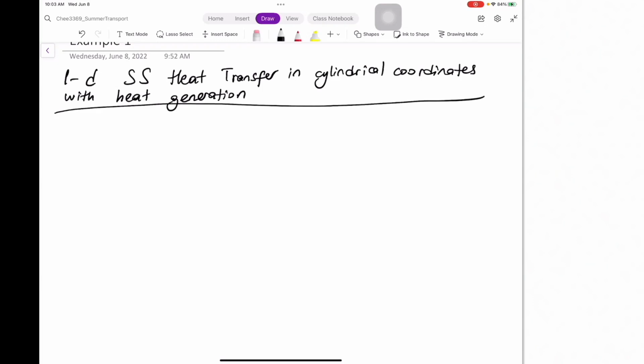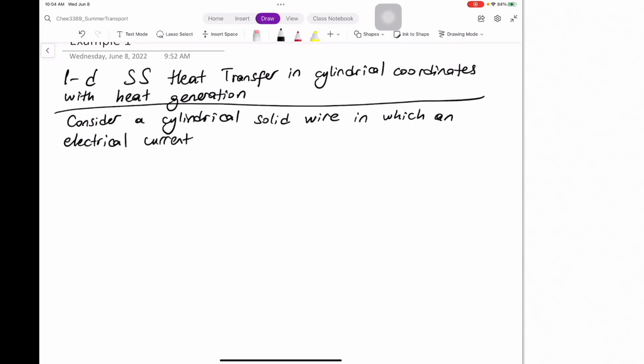And we're going to make the case a little more practical and more relevant to everyday life, and we're going to consider a cylindrical wire, let's say a solid cylindrical wire, through which an electrical current flows at steady state.